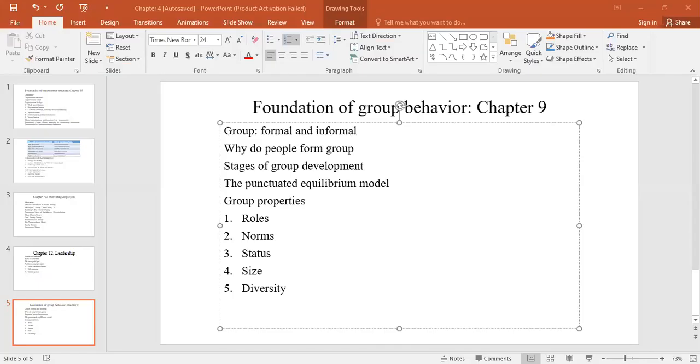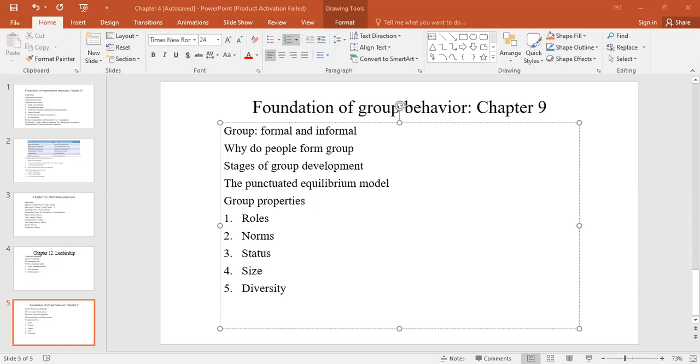Today we'll talk about our next chapter as per your curriculum, chapter 9, Foundations of Group Behavior. As we all know, a group is the combination of two or more people who come together to achieve some specific objectives. Students of the education department who form a specific group to complete a project are also a group because they have specific objectives.